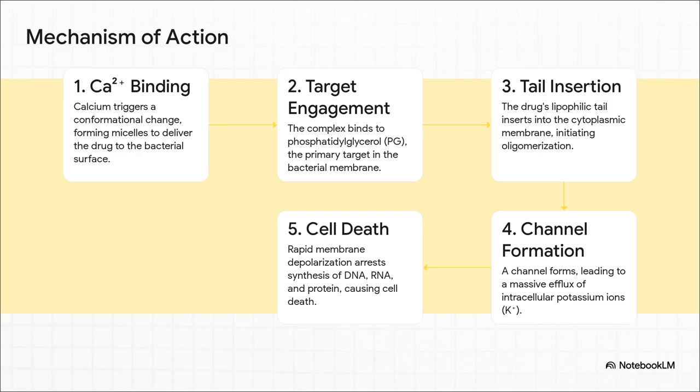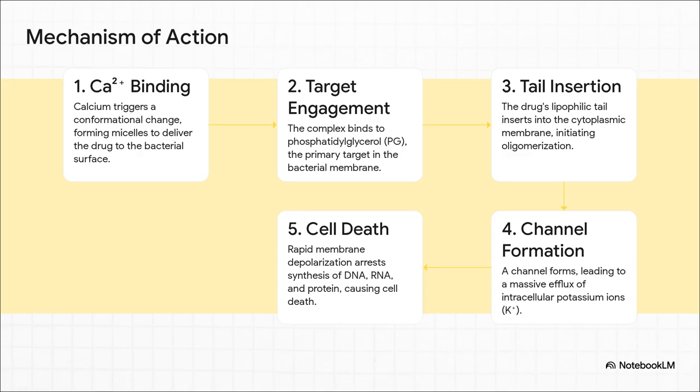So how exactly does calcium flip the on switch? It's a fascinating sequence. First, calcium binding forces a shape change in the drug, which allows it to clump together into these things called micelles. These micelles then travel to the bacterial surface. Second, calcium acts like a bridge, letting daptomycin latch onto its main target, a phospholipid called PG in the bacterial membrane. Think of it like a handshake.